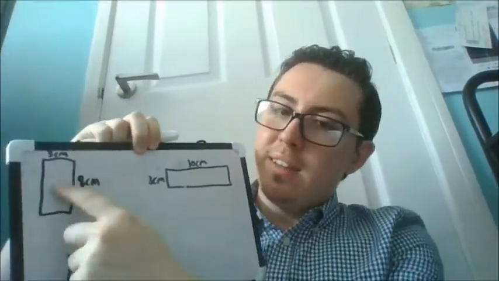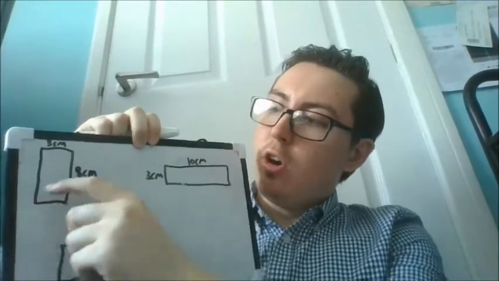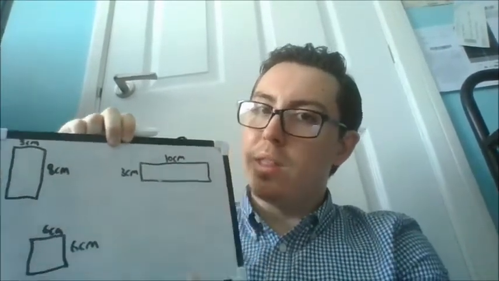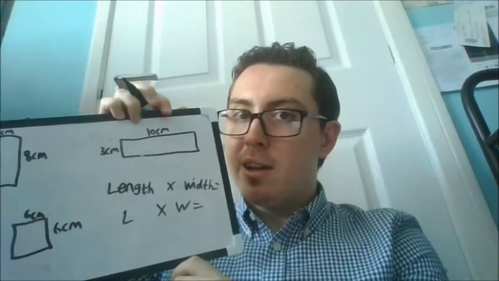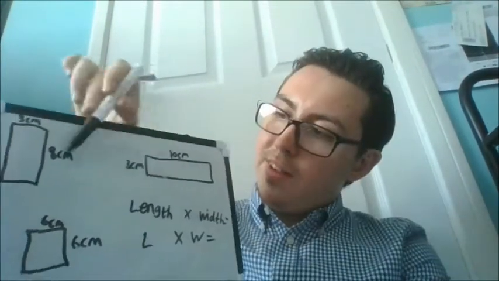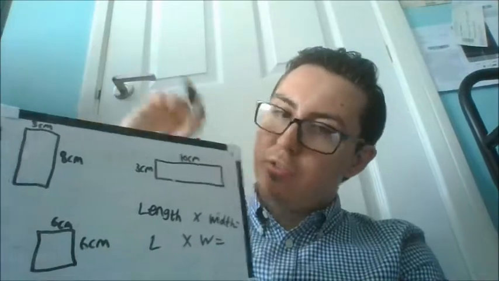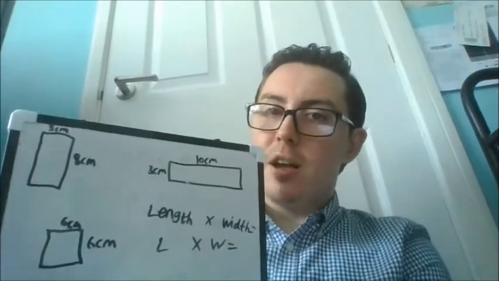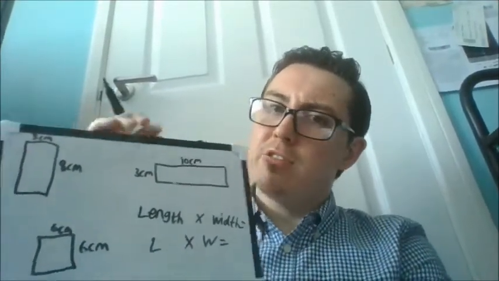We're working out what's inside the shape. We don't want these measurements. All we want is length times width. That is so important in area. Length times width. So our length is 8, and our width is 3. So we have to do 8 times 3. So what is 8 times 3?